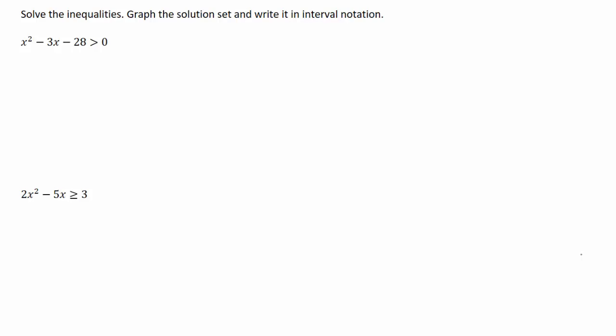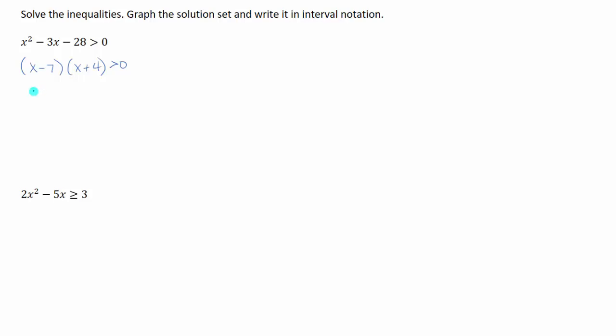So let's go ahead and practice with a couple of problems. We'll set up a sign chart and graph the solution set and then write our solution set in interval notation. I'll go ahead and factor: x minus 7 and x plus 4 is greater than 0.